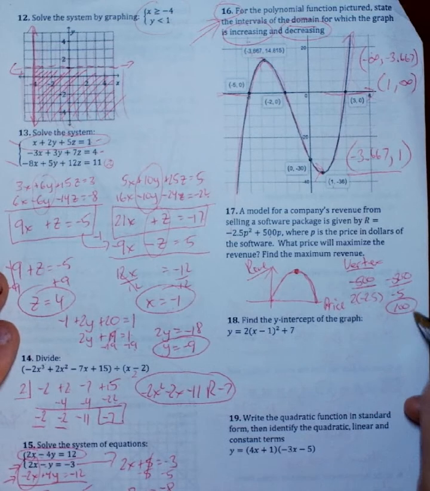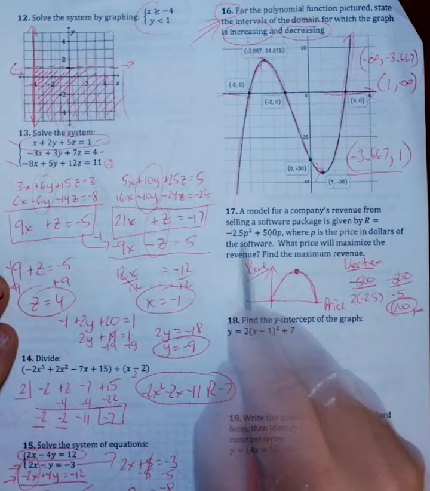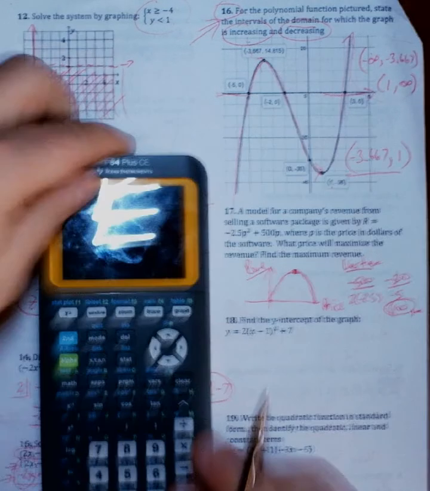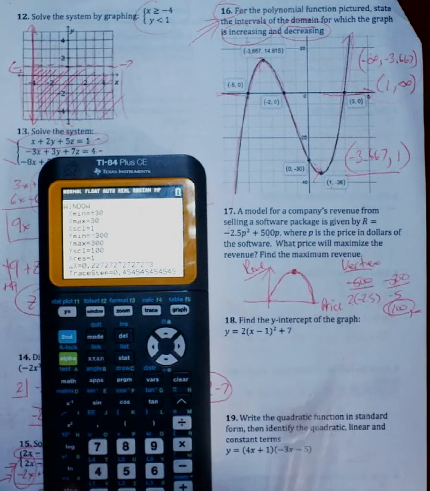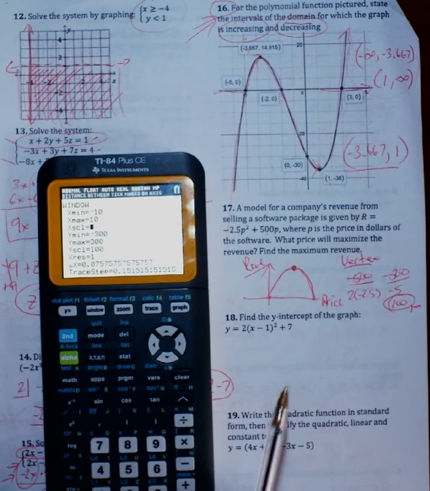Now, that's not the maximum revenue. The revenue is going to be the y value that I get when I plug 100 in for P. That would be one way to do that equation. Let me show you how to do this on your calculator, too. Let me change the window again back to negative 10. This is where most of you will have it start anyway. Negative 10 to 10, and then the y value goes from negative 10 to 10, and we're going to count by ones.